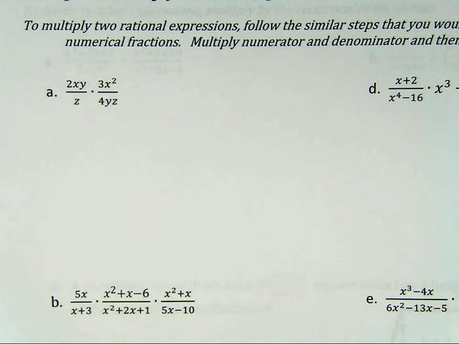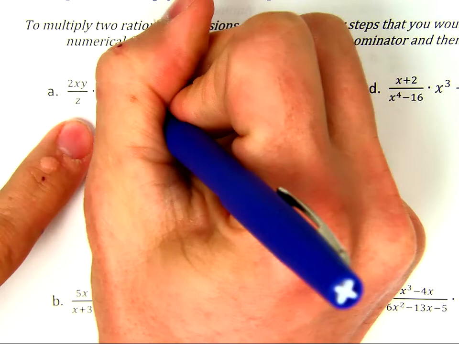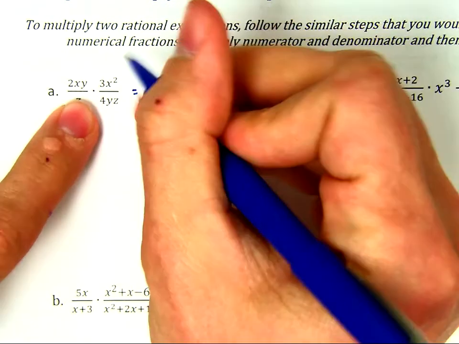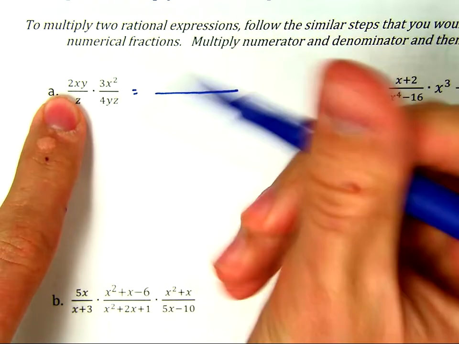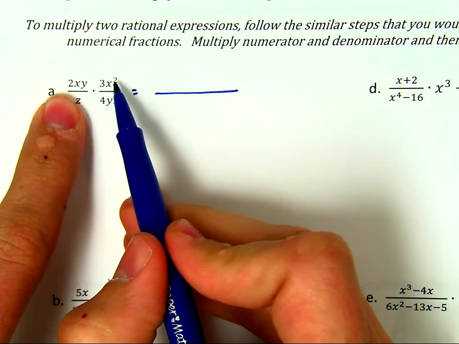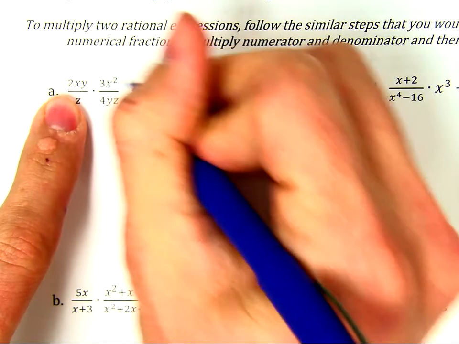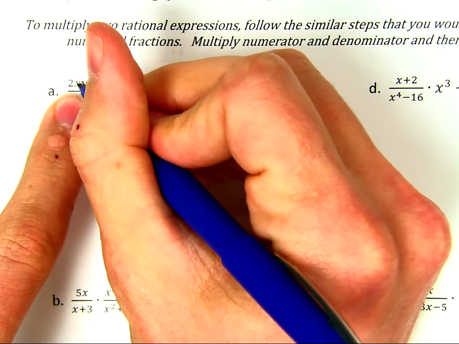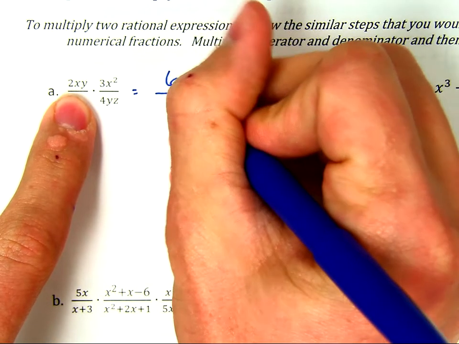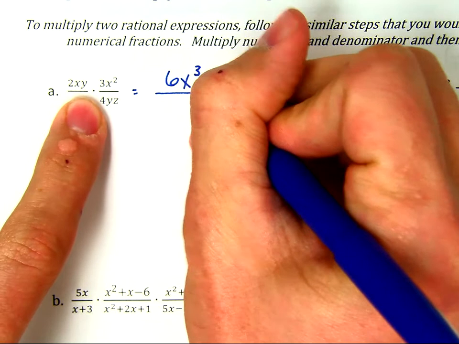So for A, okay, we're going to multiply straight across the numerator. So I've got 2xy times 3x squared. So I'm going to go ahead and multiply the 2 and the 3 to get 6. The x's, I've got x to the first and x to the second, which are going to give me x to the third, and then y.